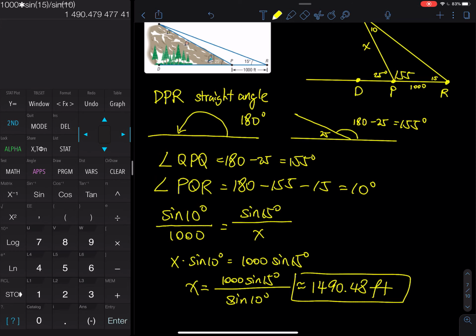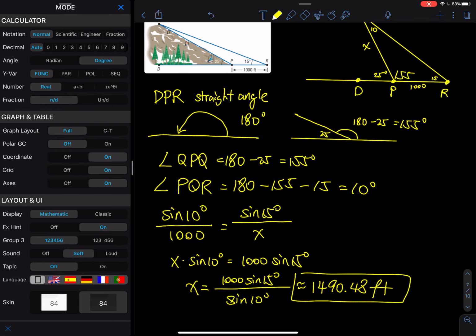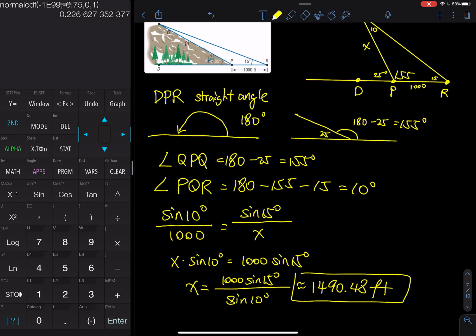Speaking of degree mode, on your calculator, you press the mode key and make sure it is in degree. On my calculator, that is line 3. You don't want to use radian. To do it quickly, you can press second and mode. All right, so that is the first problem.